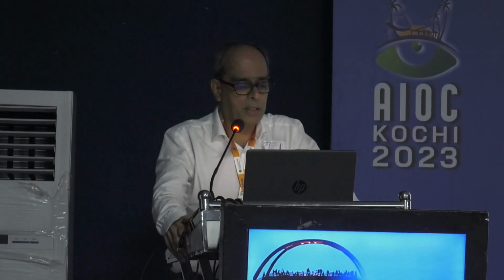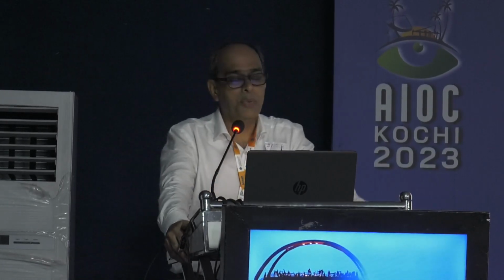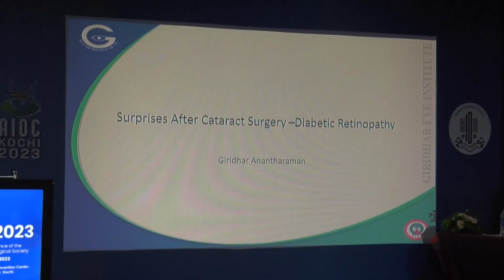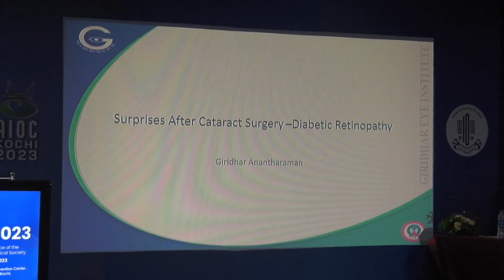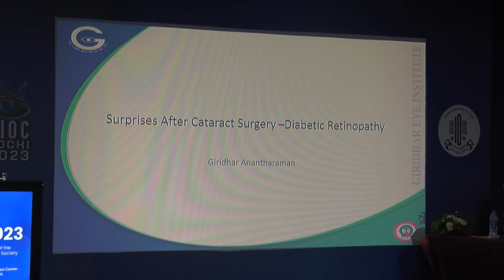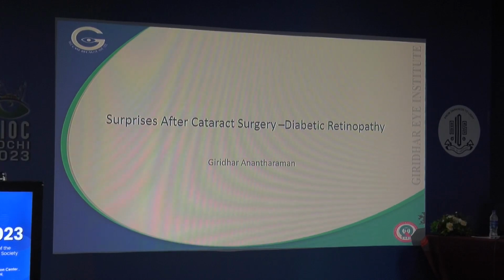So my topic is surprises after cataract surgery in eyes with diabetic retinopathy. We are all aware that in any patient who's going in for a cataract surgery with underlying diabetic retinopathy, there are 2 or 3 things that we need to do. One is to see whether the defective vision is primarily due to the cataract or primarily due to the diabetic retinopathy. I think this is very, very important.